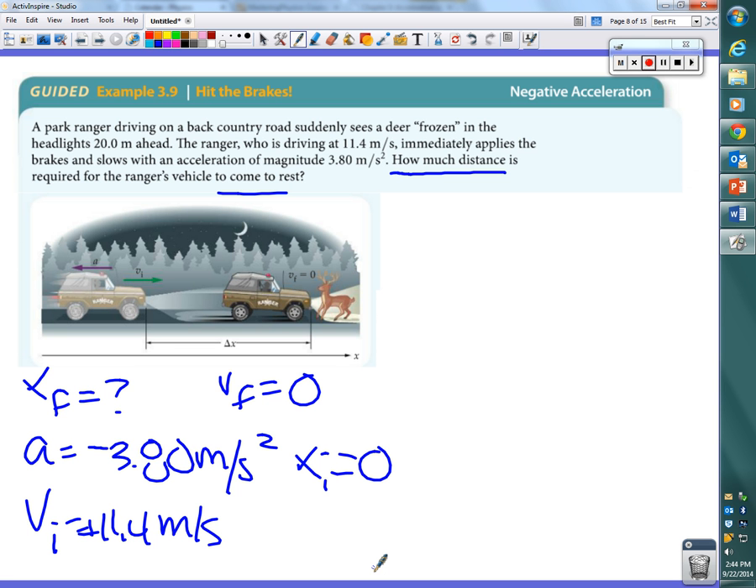Brett, the 20 relates to what? What is that 20 meters telling you about?